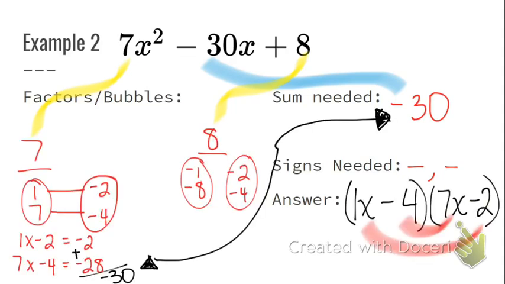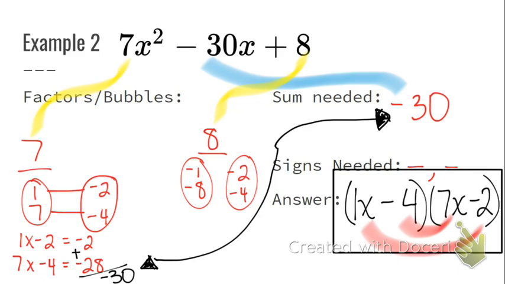All right, here's the rest of the work I needed for this problem, along with my answer. So this time, the only bubbles that I had for 8 were -1, -8, and -2, -4. Okay, so the signs needed go with that second set of bubbles. The one that worked was -2, -4, so you can see how I multiplied between my bubbles and added those together, which matches that sum that I said I needed from the beginning. So then I just had to fill in my binomials to get my answer.